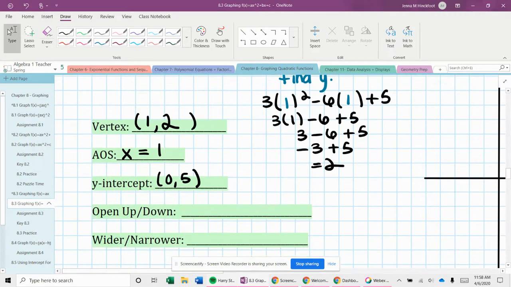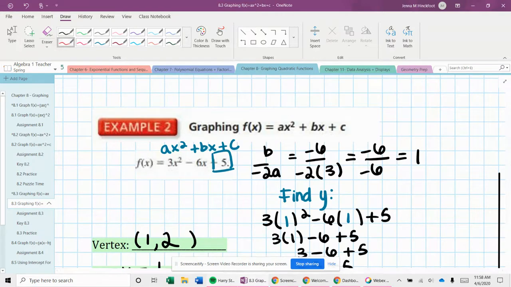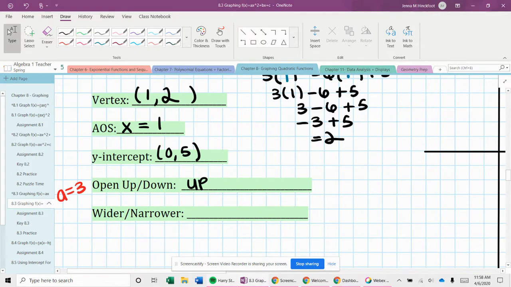Okay, opens up or down, and wider, narrower, or the same. Remember all of that is with your a. So in this case, our a equals 3. So because our a equals 3 is positive, that means it opens up. So that's all from 8.1 and 8.2. A is 3, which means it's a whole number, so that means it's narrower, right? It's again all from 8.1 and 8.2.